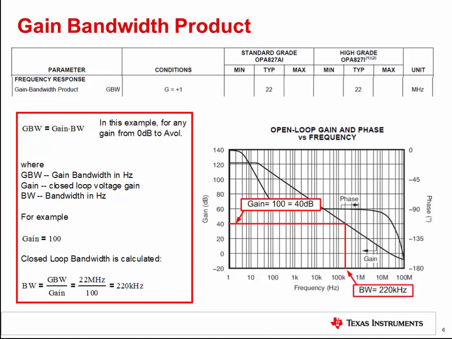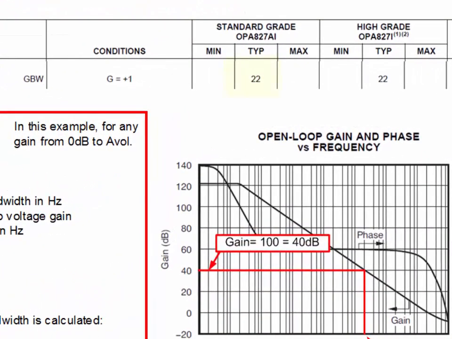The gain bandwidth product is literally the product of the linear gain and the bandwidth. Therefore, you can solve for one of the variables given the other two. For example, let's calculate the bandwidth of a circuit that uses the OPA827 and a gain of 100 volts per volt. From the datasheet, we see that the gain bandwidth product is 22 MHz.